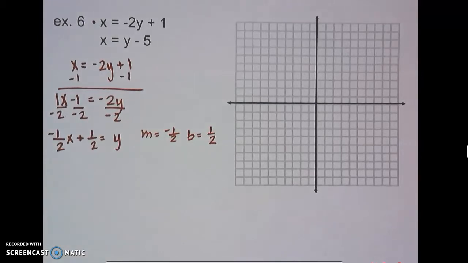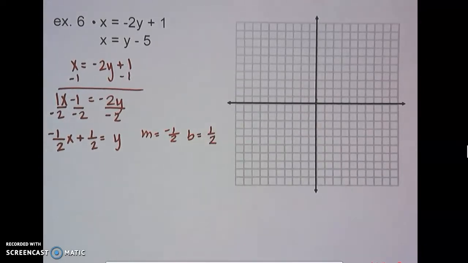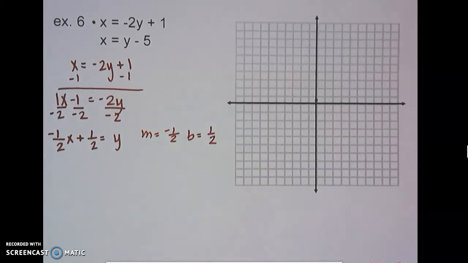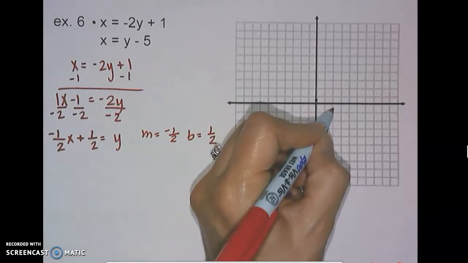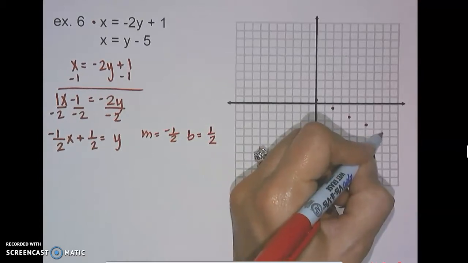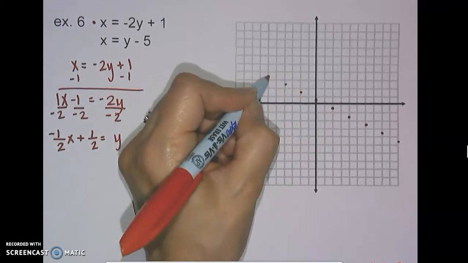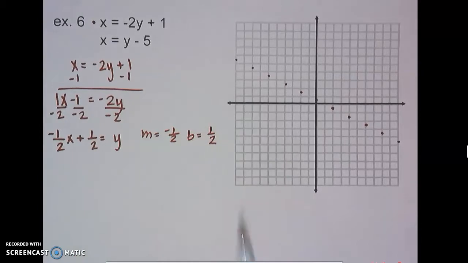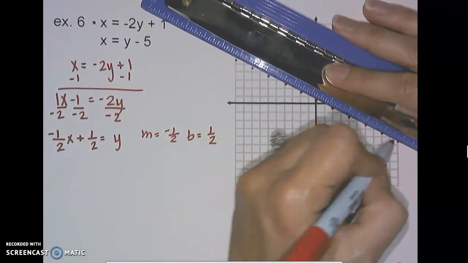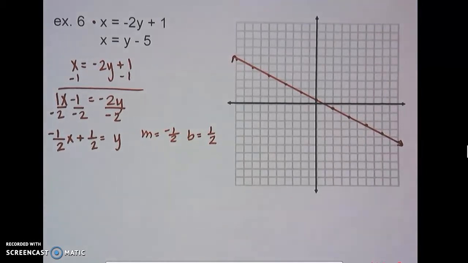So the thing that makes this question a little different is that the b value is not very nice. So we're going to start at 1/2 there. Okay, and then we're going to rise -1 and run 2. So we're going to go down a full space and right 2 spaces. Down a full space, right 2 spaces. So you're not going to be in a nice, easy place for these points, and that's okay. You're just going halfway in between, but we're still following our slope. So we're going to connect those and then move on to the second equation.